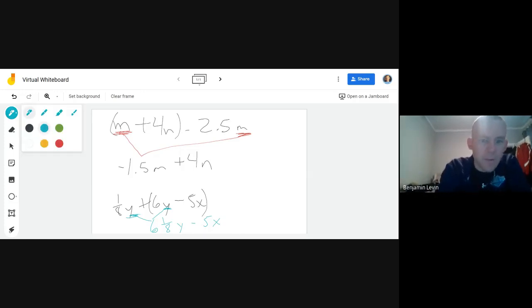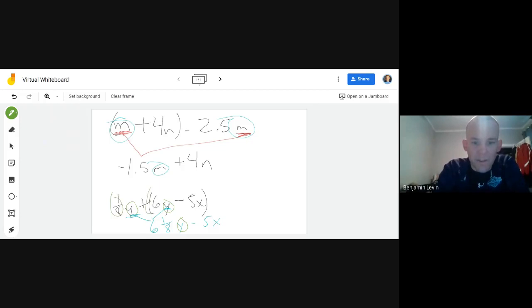I combined like terms. I had m's and m's, and I combined them. I had y's and y's, and I combined them. All we did was just add the coefficients. We want to combine two like terms. All we have to do is add the coefficients. That's it. Or subtract if one of them is negative.